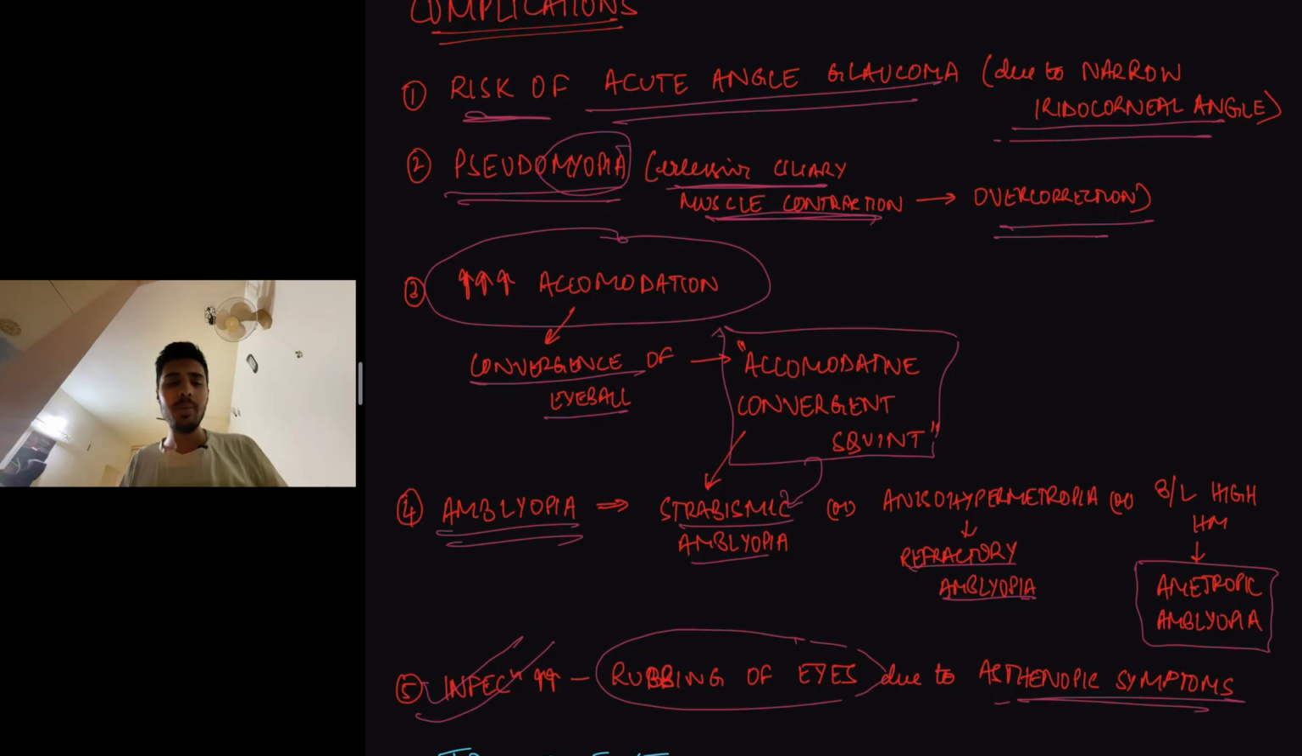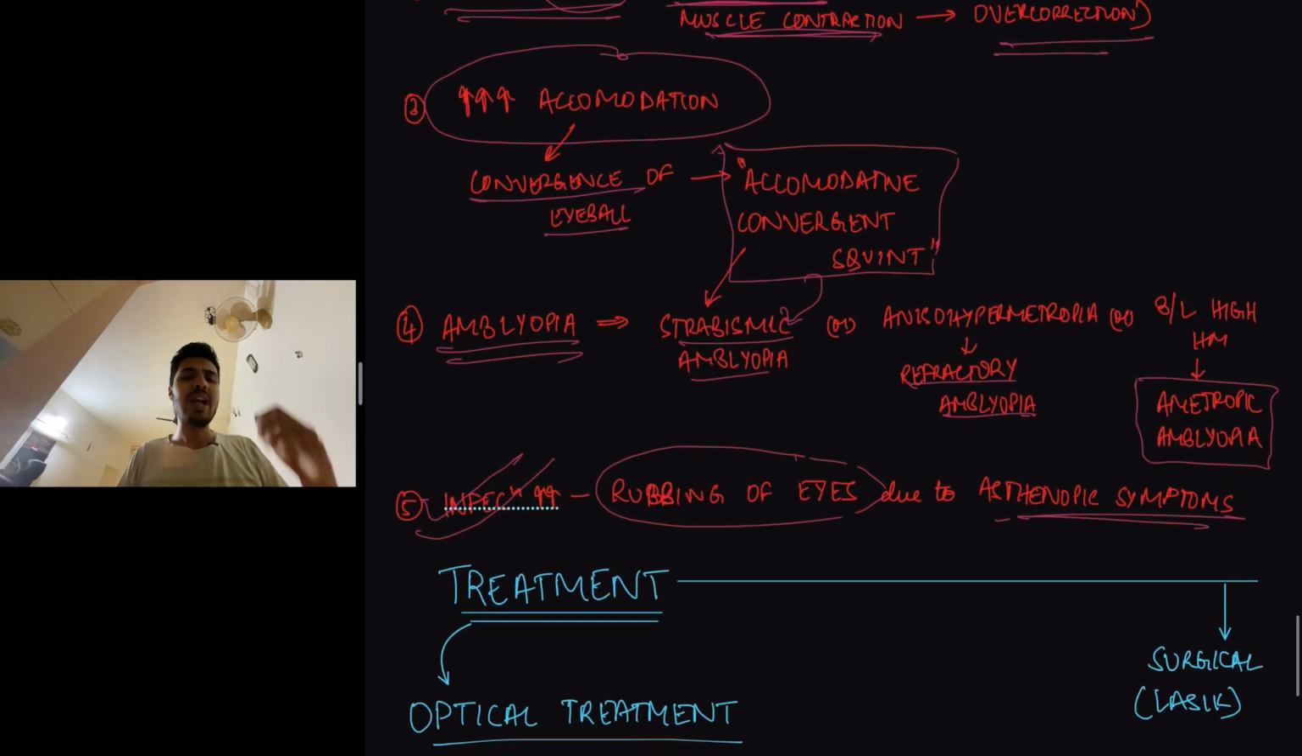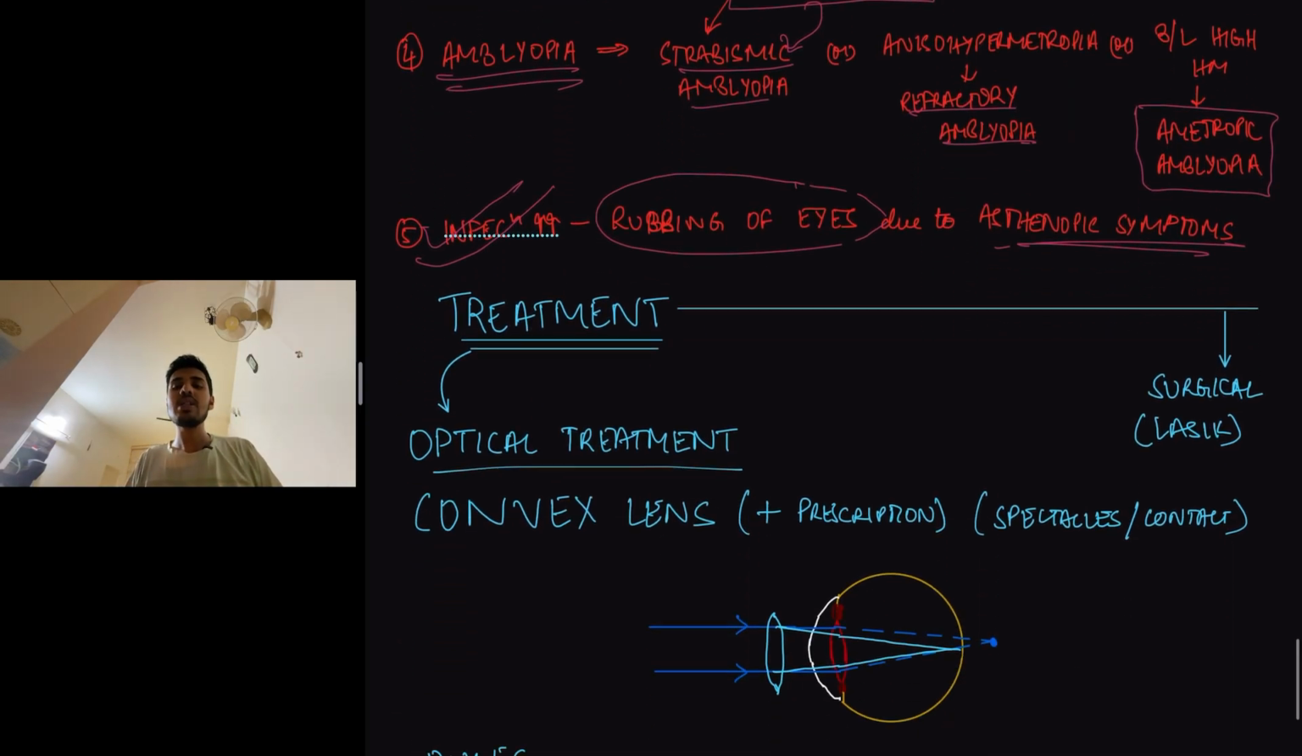So, what are the complications? Shallow anterior chamber, so increased risk of acute angle glaucoma. Excessive accommodation, hence leading to convergence of eyeball, leading to accommodative convergent squint. Then excessive ciliary muscle contraction leading to pseudomyopia. Then amblyopia can be strabismic, can be refractive, can be ametropic, and also asthenopic symptoms can lead to infections, etc.